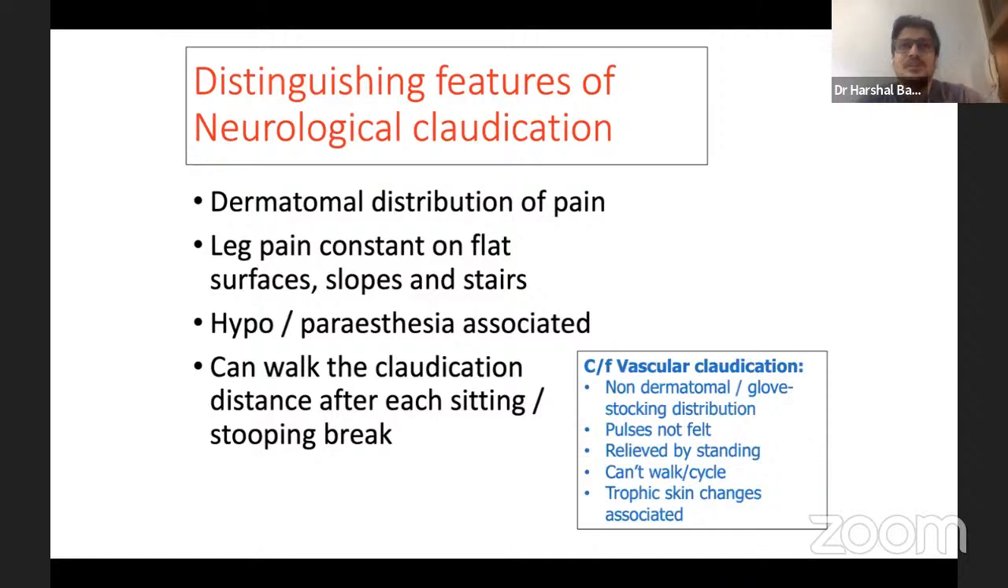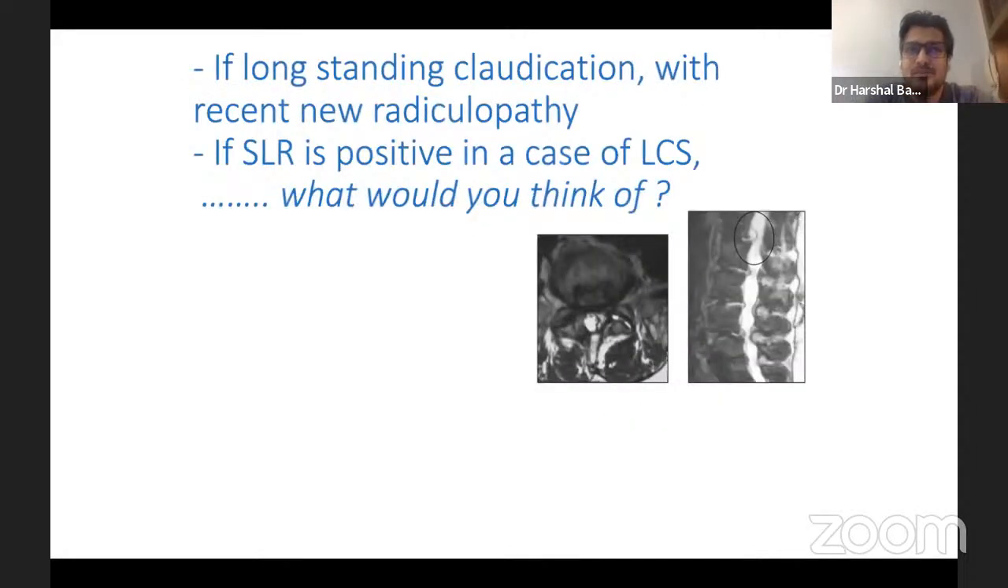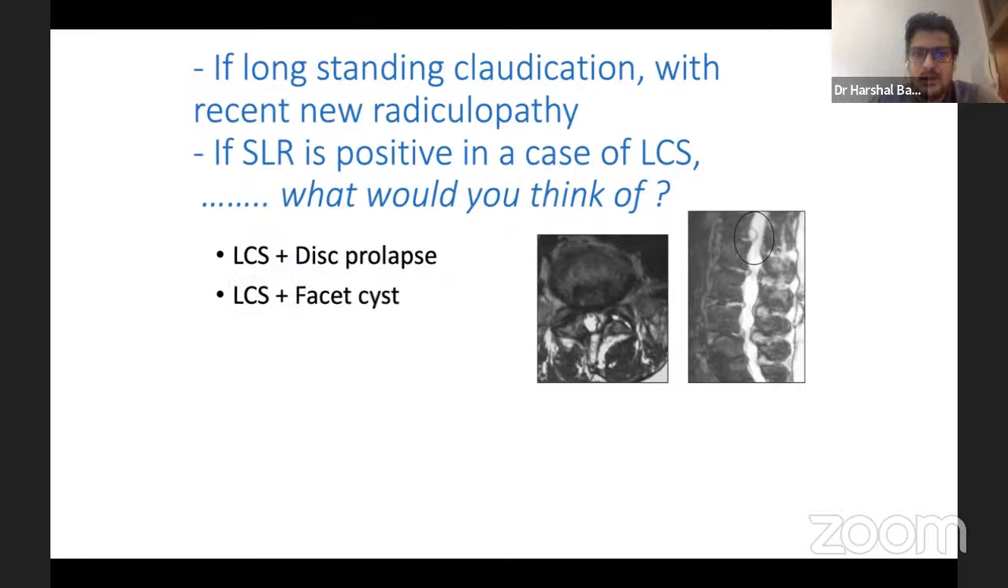There are some scenarios which commonly present, as the classical presentation will not always be there, and an LCS patient may present with severe radicular pain. We should know that when there is a positive SLR, what can be the associated cause. The two most common causes when there is radicular pain are LCS with disc prolapse, acute and chronic presentation, or LCS with facet cyst.